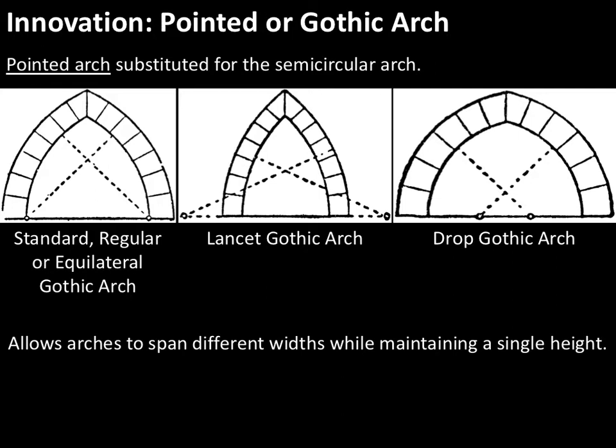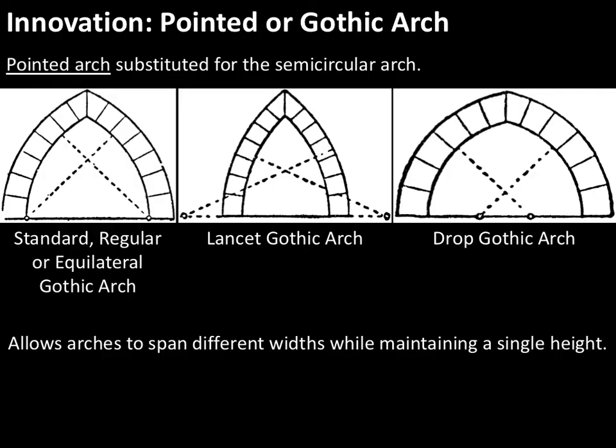Think about it. If you're dealing with a semicircular Roman arch, if you want to have a wider distance between the two supports holding up the arch, you are going to need a taller arch because it's a true half circle.